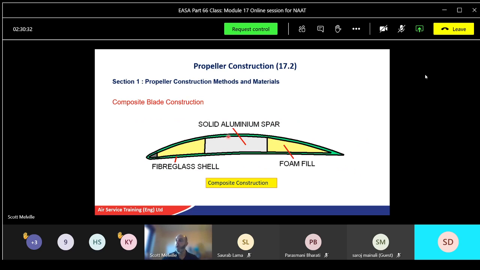So there you go. There's your main support, your aluminium spar going through the middle for the main rigidity. Then you have your foam in the gaps, so it helps take out the gap. The fiberglass shell all around the outside. Okay, so a very light but very strong setup there. That's a basic composite blade construction.